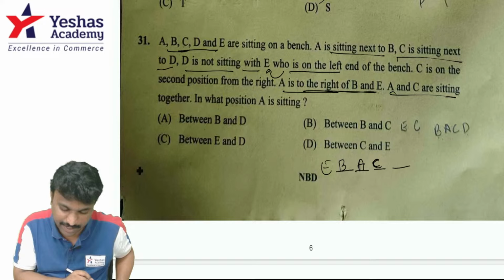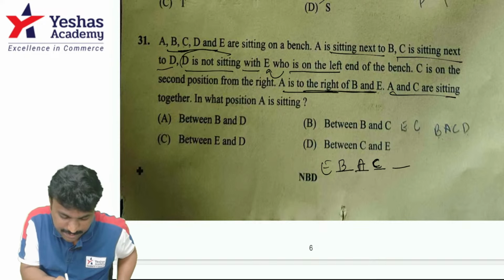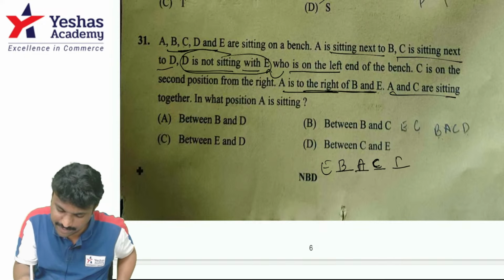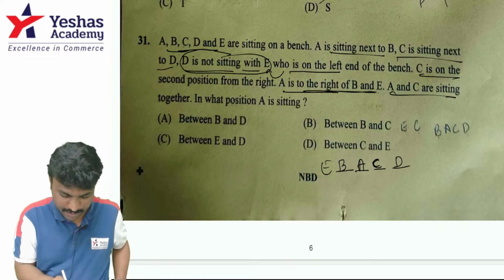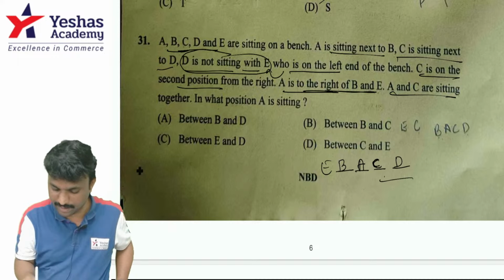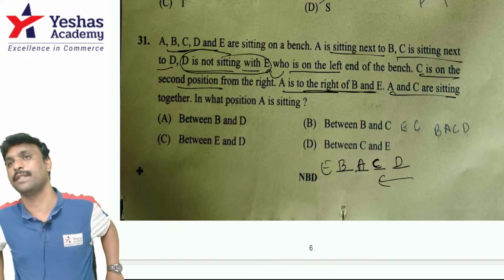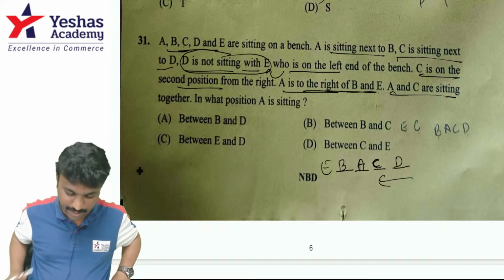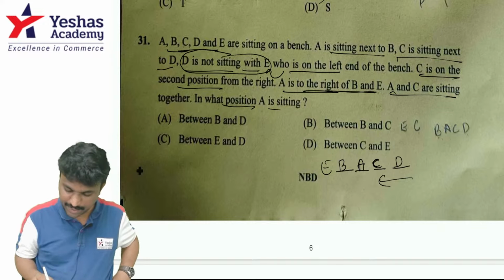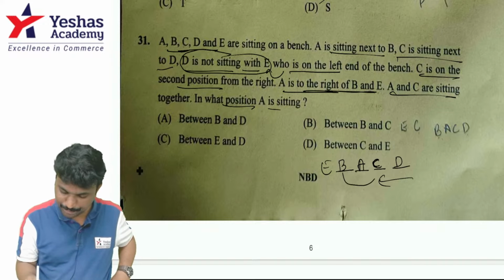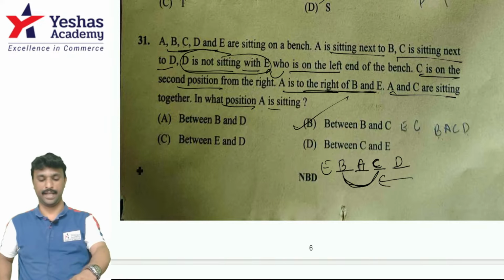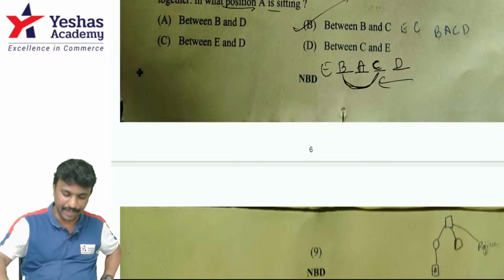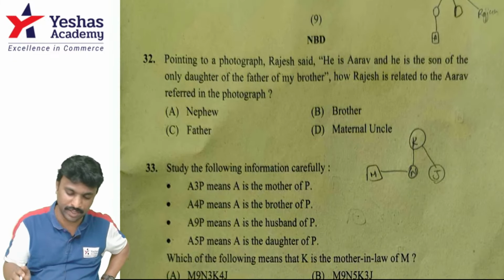And then regarding D, what have they said? D is not sitting with E. So definitely D will sit with C. Have you understood? C is on the second position from the right end. Even that is also satisfied. In what position is A sitting? A is sitting between B and C. Option B. Have you understood? Guys, moving on to the next question.